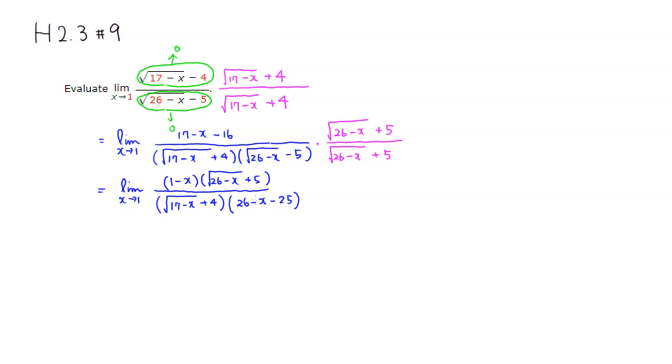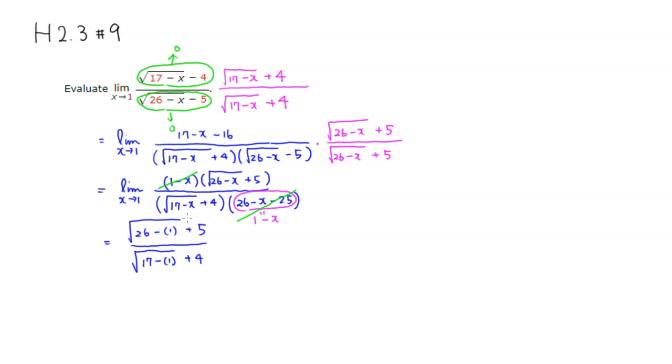If you simplify this, 26 minus 25 is 1, then you have a minus x. So you can cancel the 1 minus x on top with the 1 minus x on the bottom. Then we can just plug in the number. You have the square root of 26 minus 1, plus 5 on top. On the bottom, you have square root of 17 minus 1, plus 4.